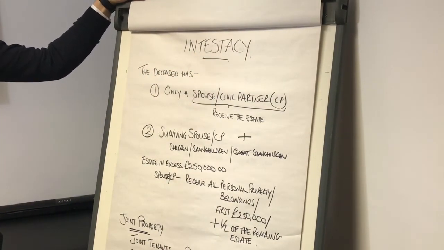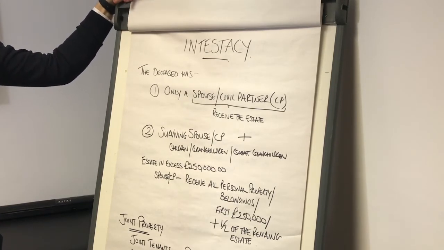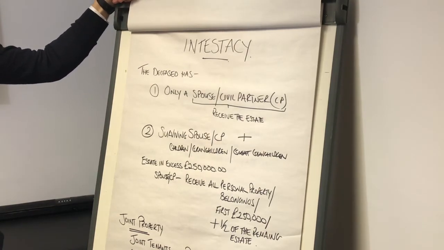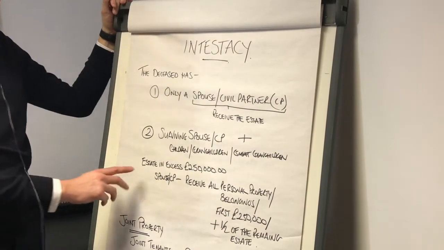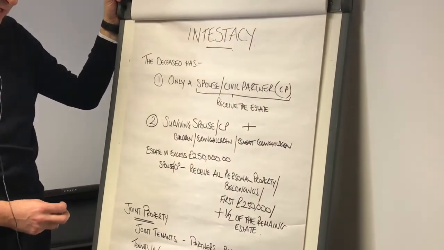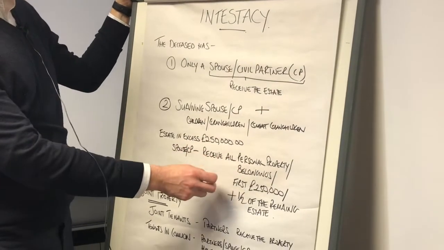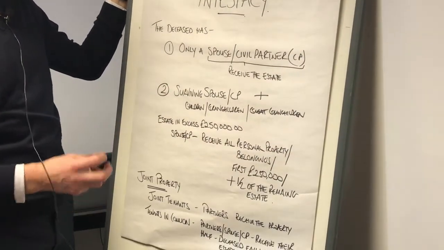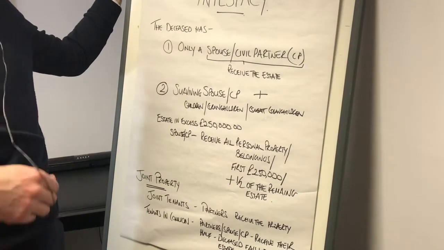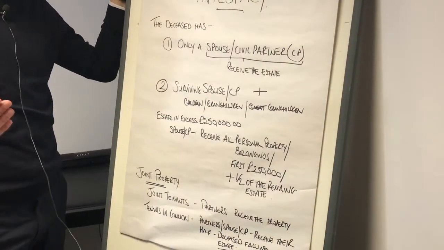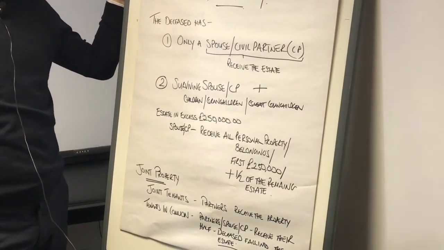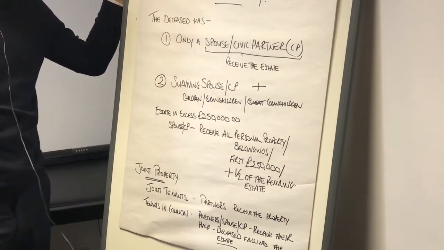If the deceased only had a spouse or a civil partner, then the spouse or the civil partner receives the estate. If the deceased has a surviving spouse or civil partner, plus children, grandchildren or great-grandchildren, then the spouse or civil partner gets the first £250,000 of the estate, all the personal belongings of the deceased, along with any other belongings, and then anything in excess of the £250,000, they receive half of that amount as well. The children then get the rest.